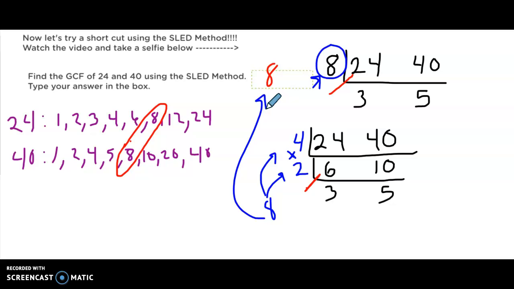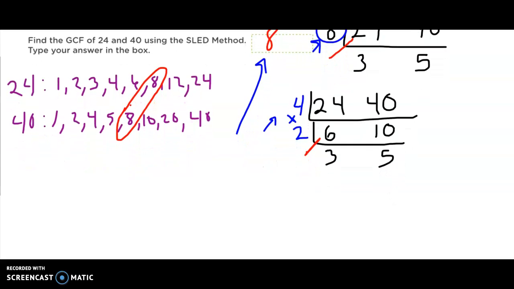But Miss Cassidy, what if I didn't pull out a 4? What if I pulled out another number? Well, that's a great question. Let's erase this and do it again. Let's scroll down a little bit. This time I want you to write 24 and 40, and pull out a factor of, what do you think? 2. All right, let's pull a factor of 2. What do I have? 12 and, that's right, 20.